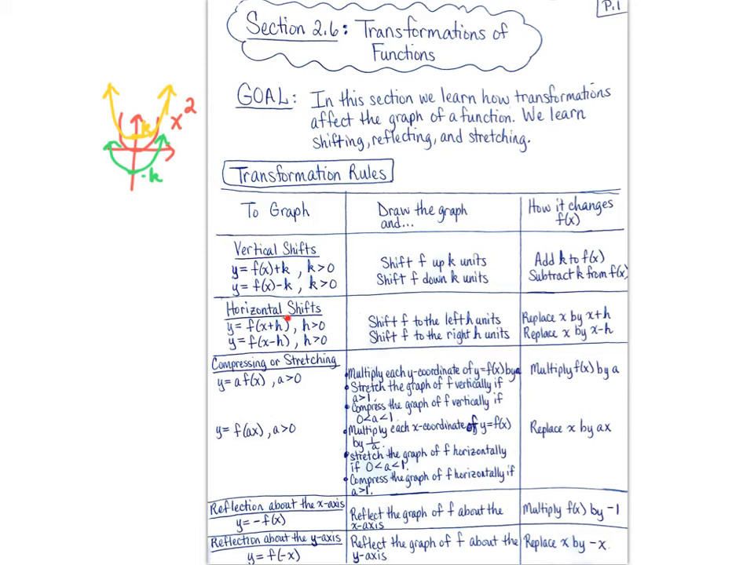Now, horizontal shifts: y is equal to f of x plus h, where h is greater than 0, says shift f to the left h units. So a plus on the inside means go to the left, which is the opposite of what you would think. In order to do it, we replace x by x plus h. Y equals f of x minus h, where h is greater than 0, says shift f to the right h units. In other words, we replace x by x minus h.